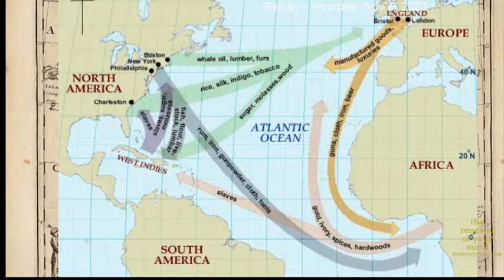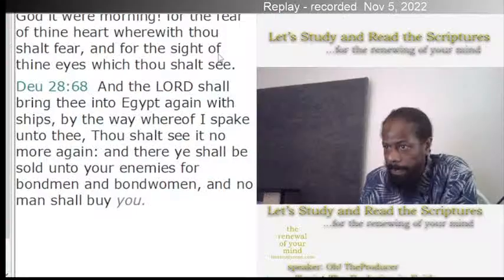Okay. And so let's look at this. We're doing some investigation of who fit the signs and the wonders of Deuteronomy 28. So now when we read Deuteronomy 28, and we'll read that again: and the Lord shall bring thee into Egypt again with ships, by the way whereof I spake unto thee, that thou shalt see it no more again, and there shall you be sold unto your enemies for bondmen and bondwomen, and no man shall buy you.